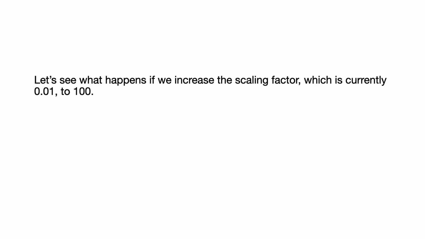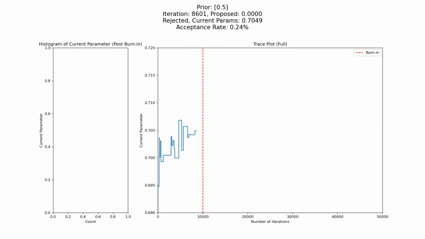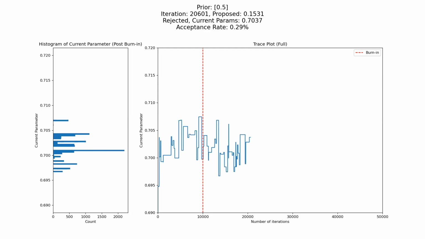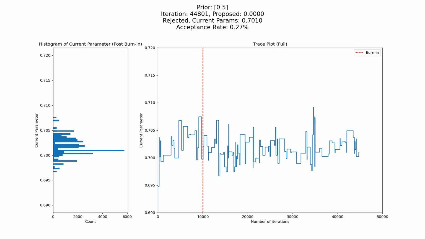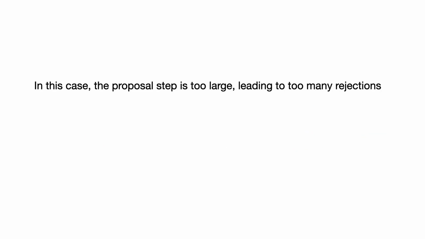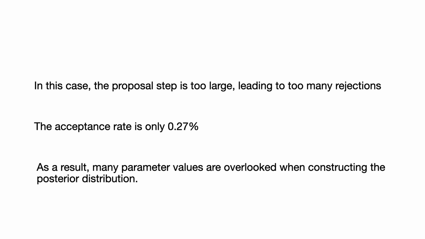Let's see what happens if we increase the scaling factor, which is currently 0.01, to 100. So we see that the proposal step is too large, leading to too many rejections. The acceptance rate is only 0.27%. As a result, many parameter values are overlooked when constructing the posterior distribution.